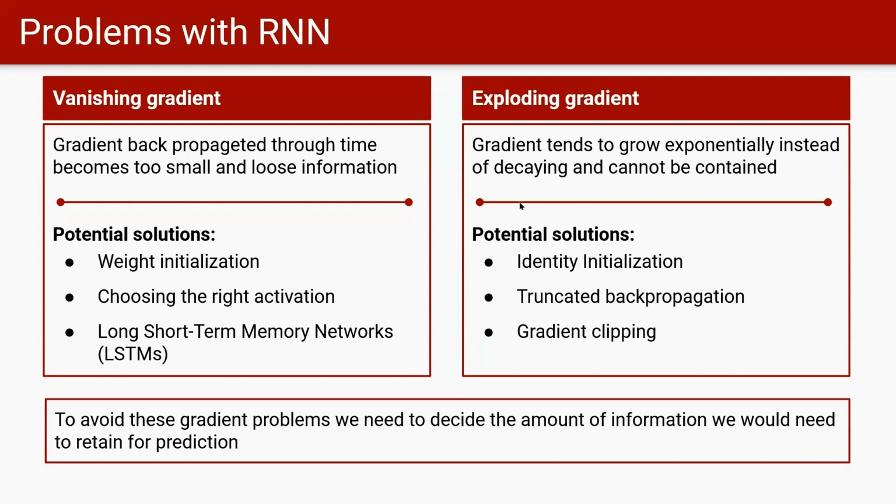The other problem is the exploding gradient problem, which is the opposite of vanishing gradient. This occurs when the model's gradients tend to grow exponentially and become too large, thereby making the model unstable. In this case, the gradient continues to grow very large until it is finally represented with NaN values. We can use identity initialization and gradient clipping to try to mitigate the exploding gradient problem. Generally, to avoid these gradient problems, we need to decide the amount of information that we need to retain for prediction.